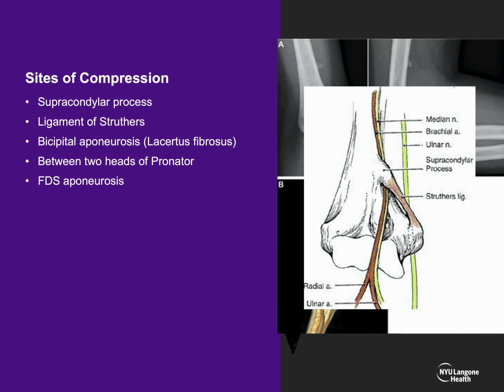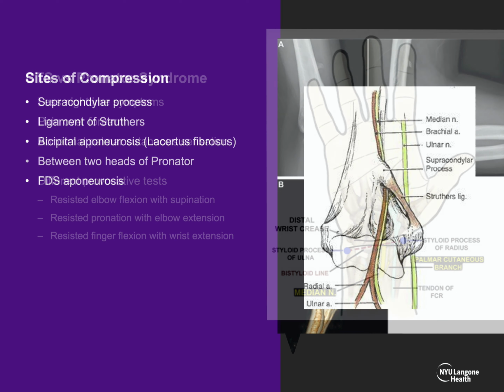The median nerve dives between the two heads of the pronator, just like the supinator for the radial nerve or for the PIN. This is a problem for the median nerve as well. And just distal to this, it goes between the origin of the FDS muscles. That aponeurosis can be a point of constriction as well.